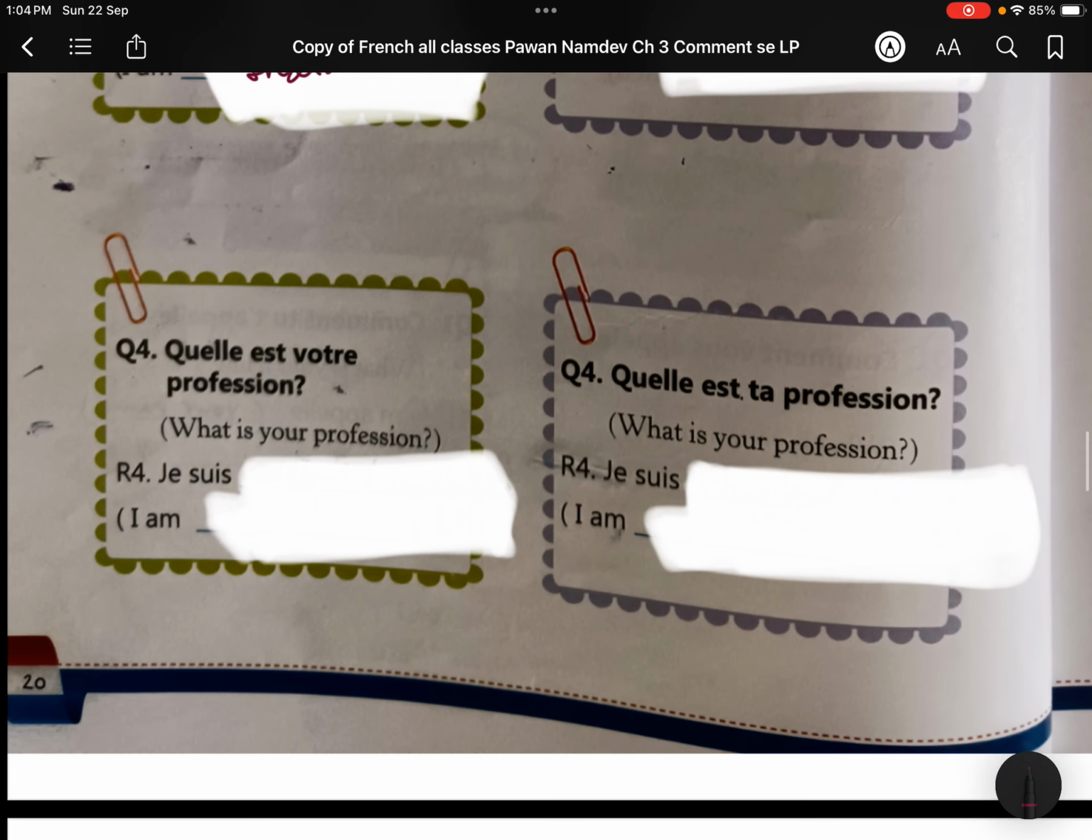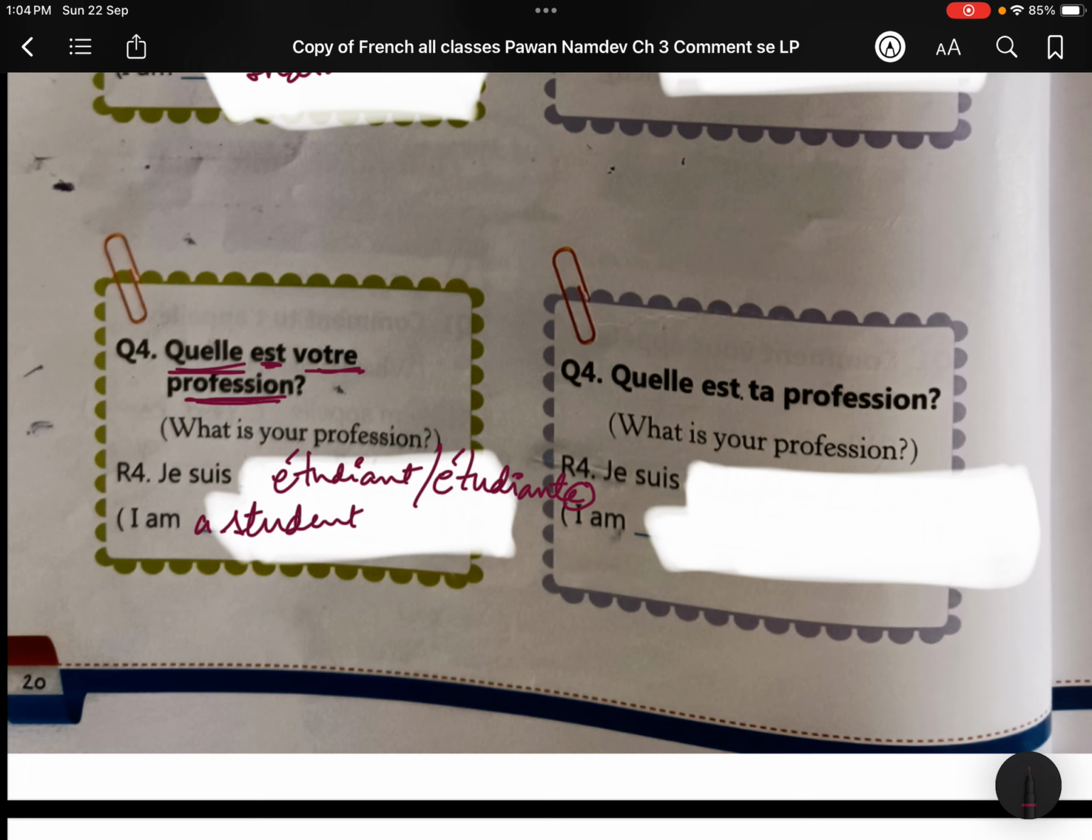All right, guys. Quelle est votre profession? What is your profession? What is your profession? Suppose I am a student. Suppose so I am, je suis étudiant. Étudiant. If you are a girl, I have just told you, you have to just put an extra e. This extra e would come. Clear? Because you are a girl, then you have to use an extra e with the noun. I am a student.